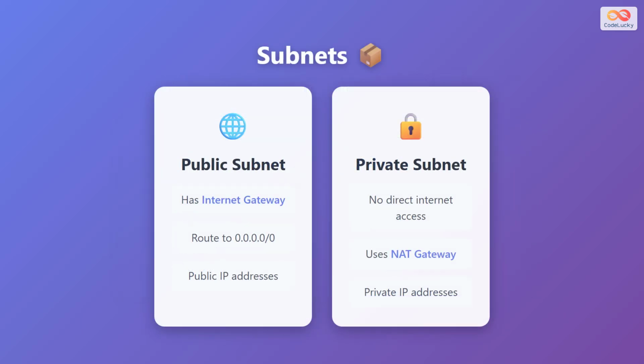Subnets divide your VPC into smaller, manageable sections. There are 2 types, public subnets and private subnets. A public subnet has an Internet Gateway attached, includes a route to 0.0.0.0/0, and uses public IP addresses. This makes resources accessible from the Internet. In contrast, a private subnet has no direct Internet access, uses a NAT Gateway for outbound connections, and only uses private IP addresses. This keeps sensitive resources protected from direct Internet exposure.